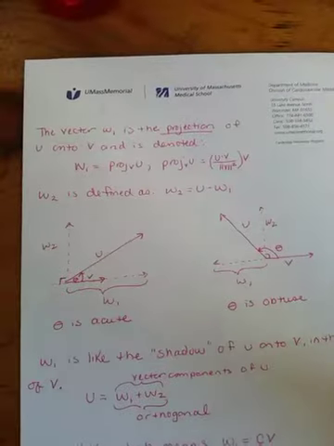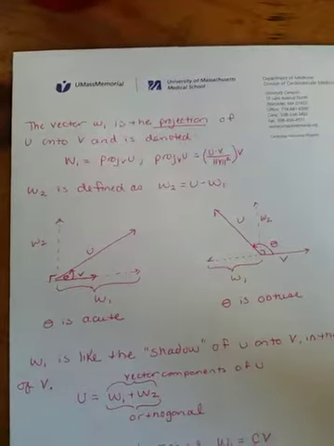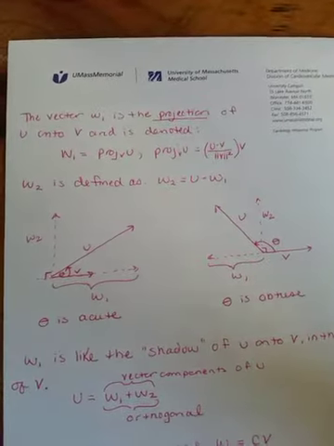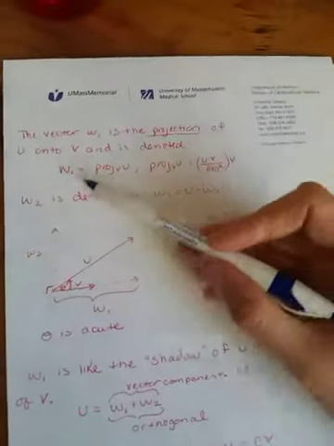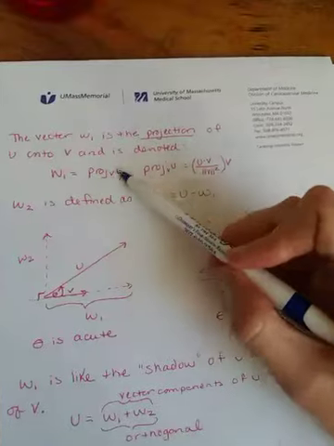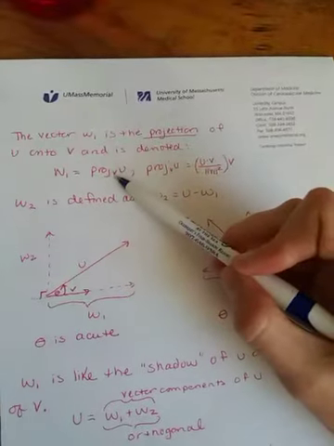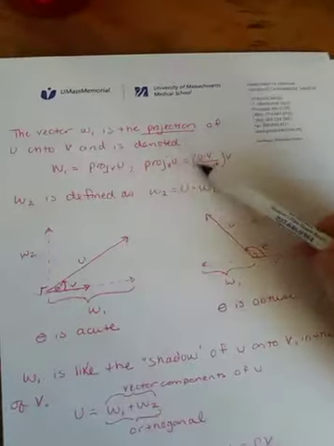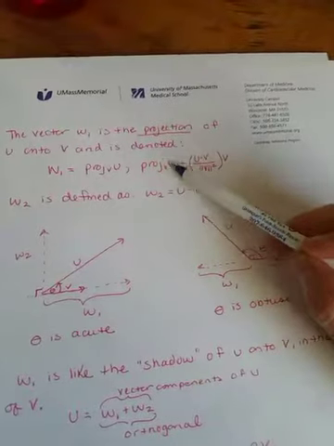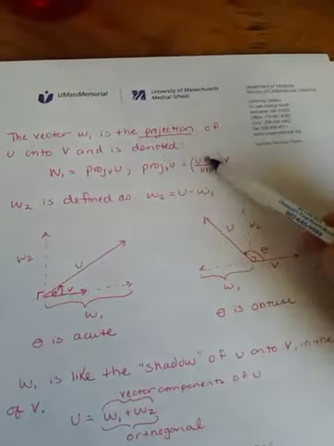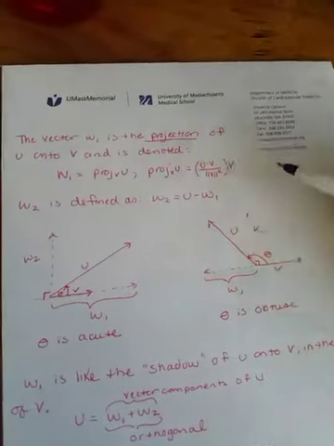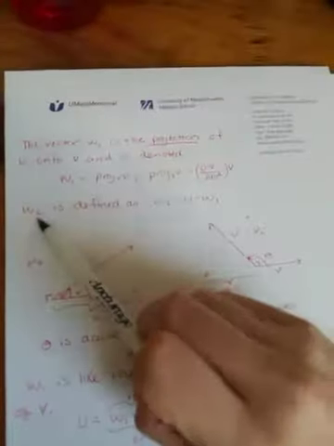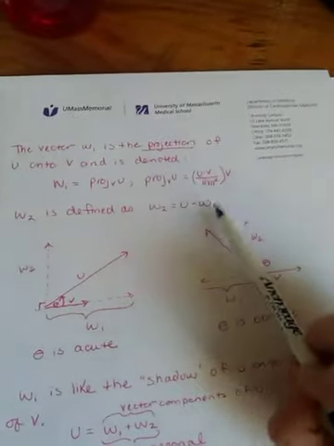So that vector w sub 1, another name we need to familiarize you with, is the projection of u onto v, and it is denoted like this: w sub 1 equals the projection of u onto v, where v is a subscript. In the equation that we use here, we say the projection of u onto v is equal to u dot v divided by the magnitude of v squared times the vector v. w sub 2 is defined as vector u minus w sub 1.